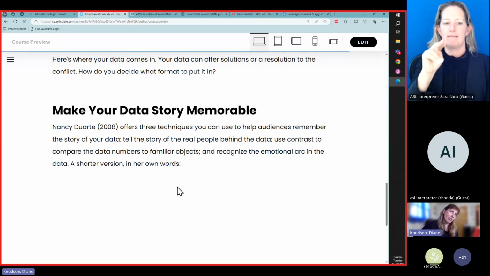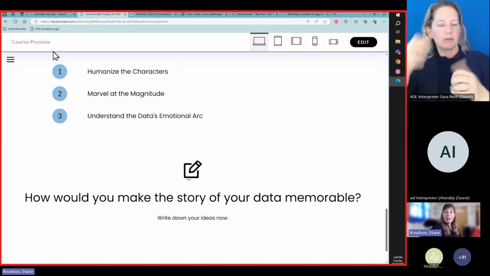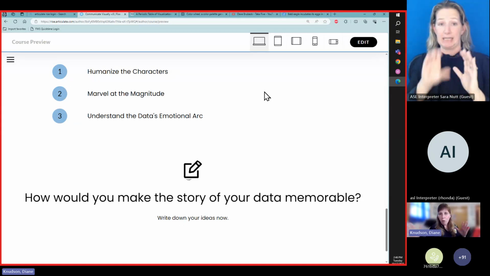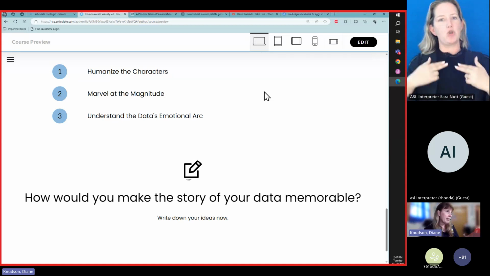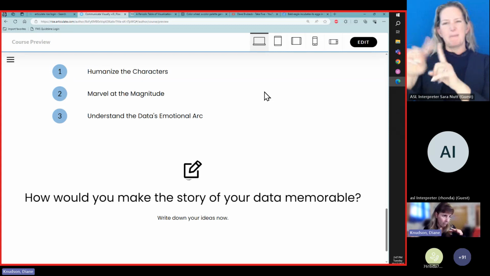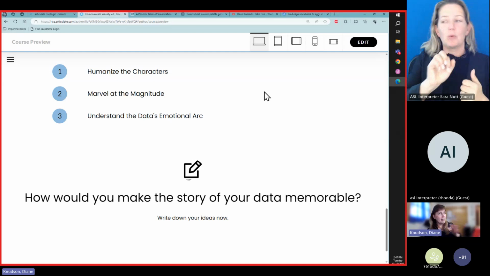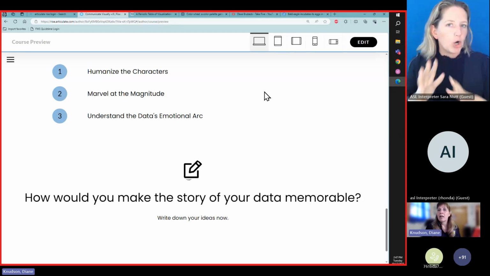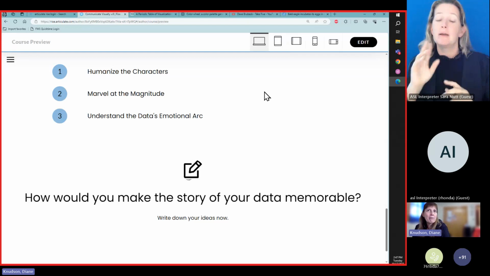And the first one she calls humanize the characters. And what she means by that is, who are the real people behind the data? Is it you? Is it one of your coworkers? Describe their part in the story. You know, what did they go through? What's the conflict? That type of thing. People are always interested in hearing stories about other people.